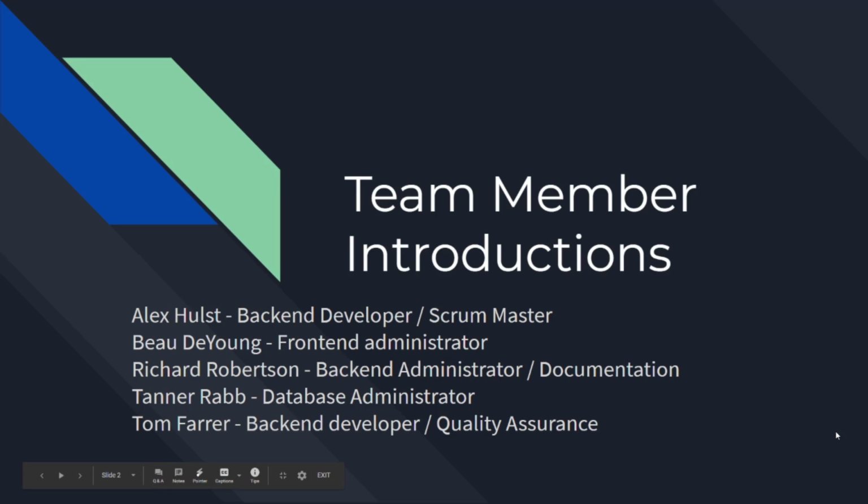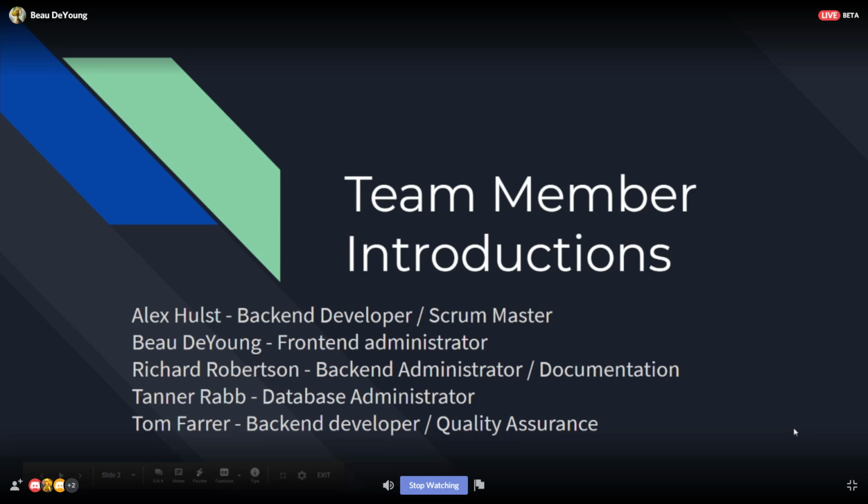My name is Tanner Rabb, and I am the database administrator for this application. And my main goal for this sprint was to create a database and set it up so that the application has the ability to perform CRUD operations. I am Tom Farr. I was a backend developer and I looked at quality assurance. During these final sprints, I was looking heavily at authorization and authentication.